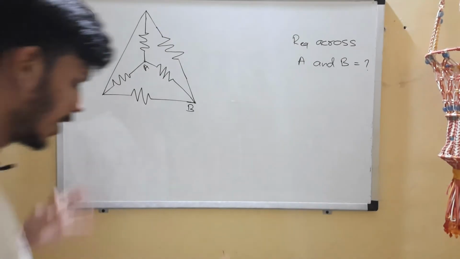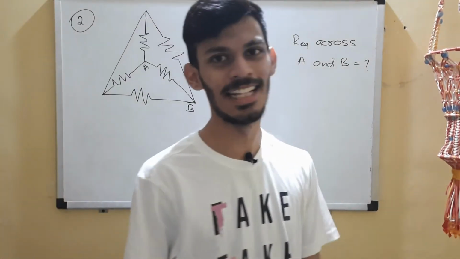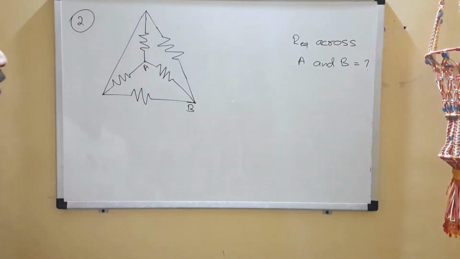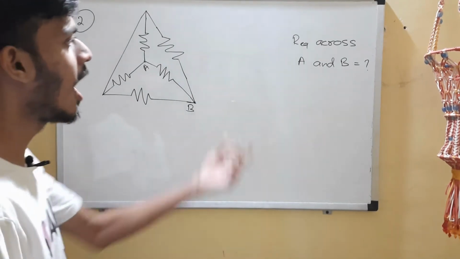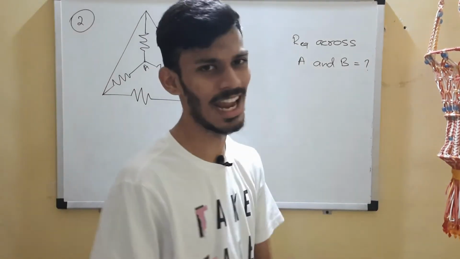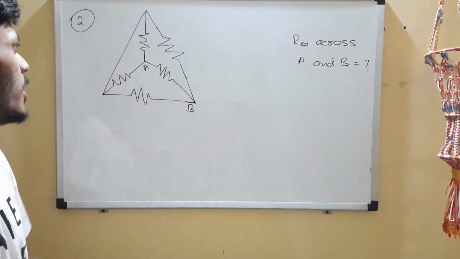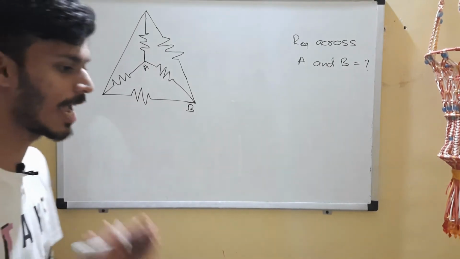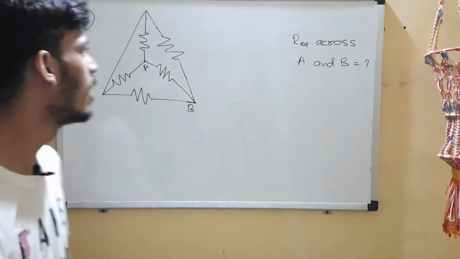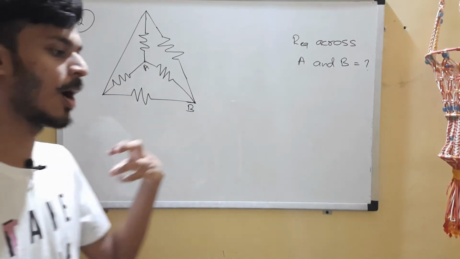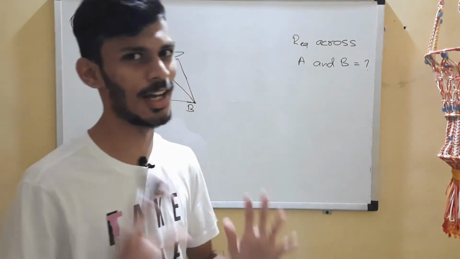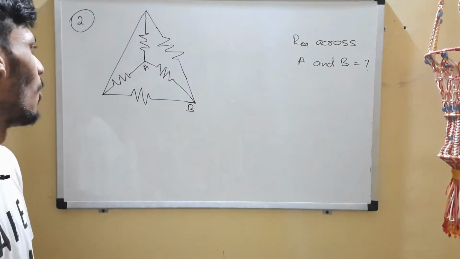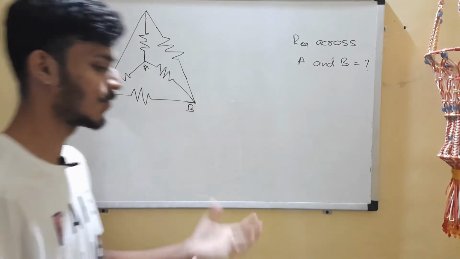So question 2, the intro problem over here, and yes, we are ready to solve it now. Here you are supposed to find R equivalent across A and B, across these 2 points. Each of the resistors over here has resistance R. So you can try it out. I hope you have noted down the approach somewhere. We are going to use it in every problem now. So let's follow the approach.